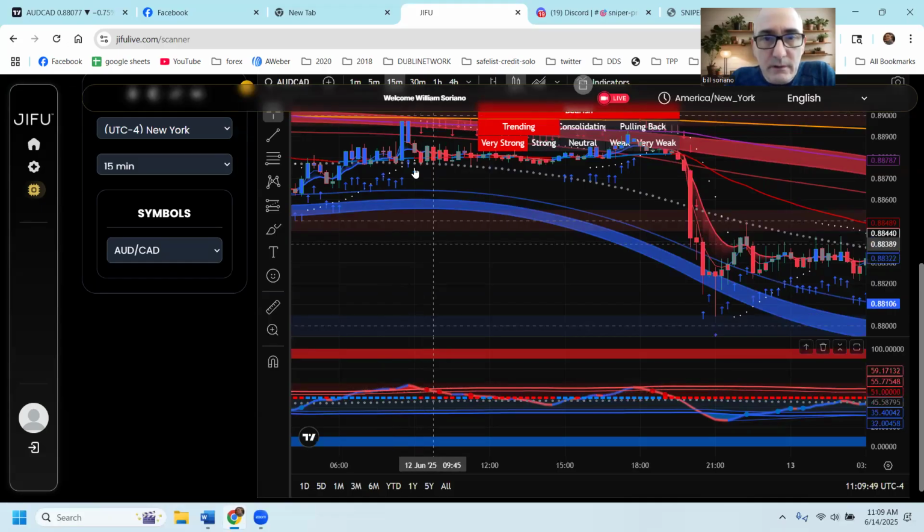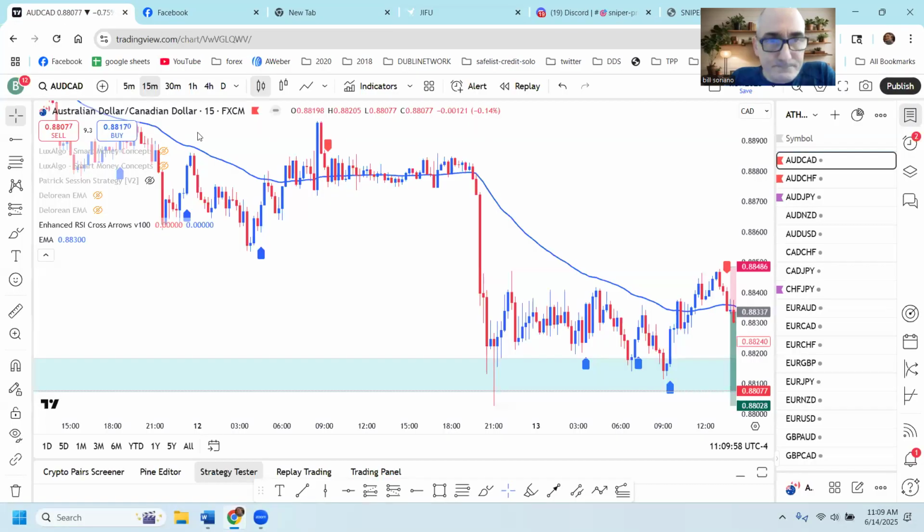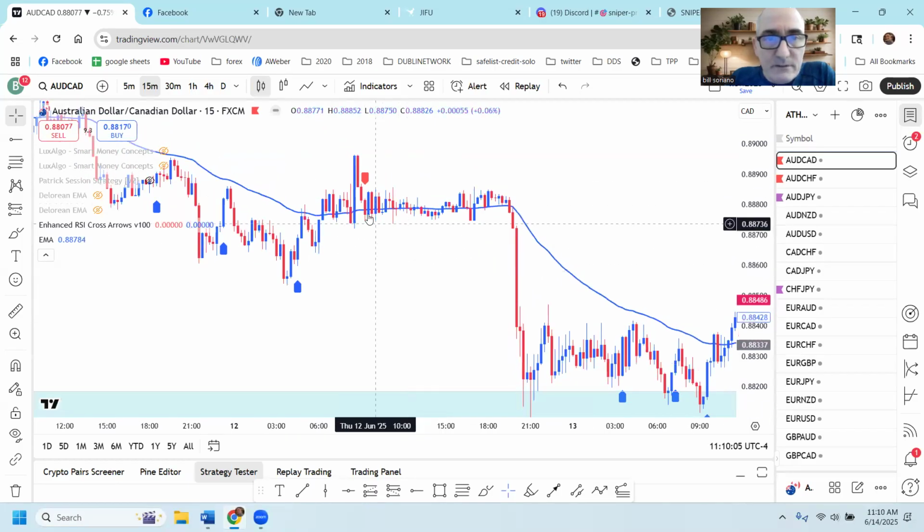Okay, so this candle right here, 9:15 a.m. on June 12th, in AUD/CAD, right? That's right there, 9:15 a.m. That was a valid trade idea right there, right? And this meets all 6 conditions.